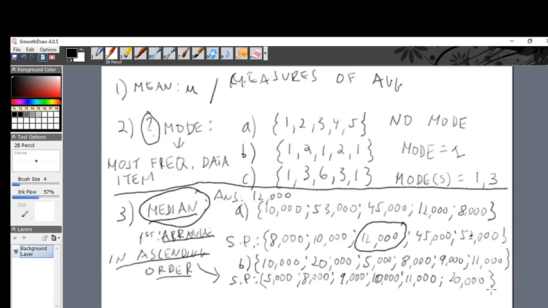Okay, now let me illustrate the problem. We have 6 data items. We have an even amount of data items. Here we had an odd amount. There was a middle one. Here we have an even. 5, 8, 9, 10, 11, 20. 1, 2, 3, 4, 5, 6. We have 6. What do we do if we have 2? We don't have one middle one. Well, here's what you do. You take the 2 middle ones.